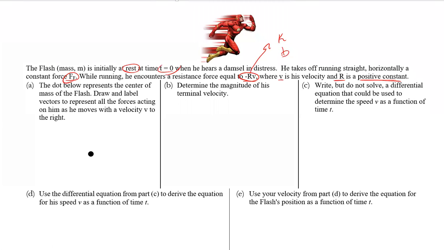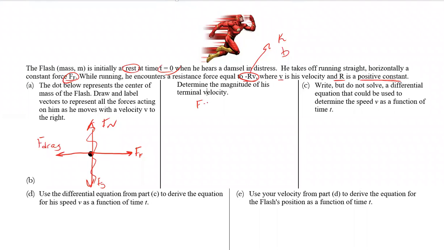So whenever we look at the forces acting on the Flash, he's going to have a force that's pushing him this way. That's the force of the Flash. He's also going to have a force that is this way. That is going to be the drag that's pushing against him. And then we'll obviously have our two up and down forces, where there will be a normal force and a force of gravity, but those two are going to cancel out because he's not moving up and down.